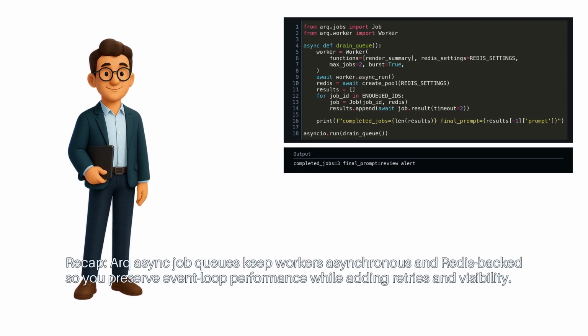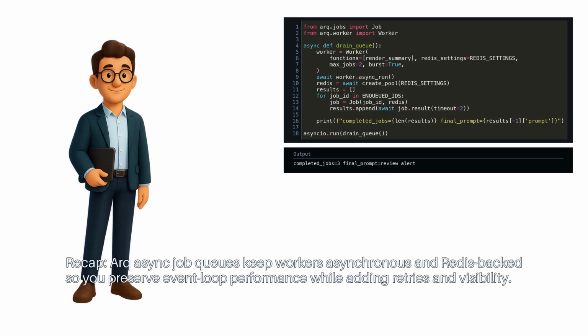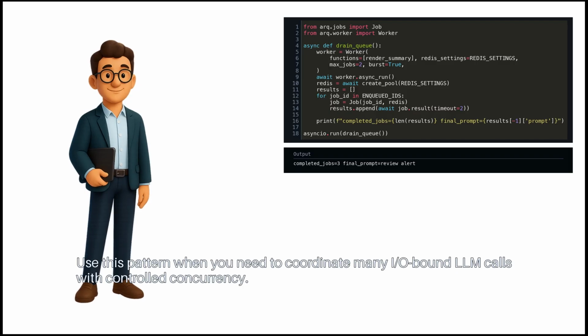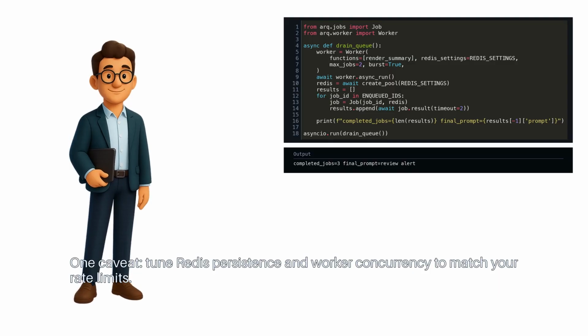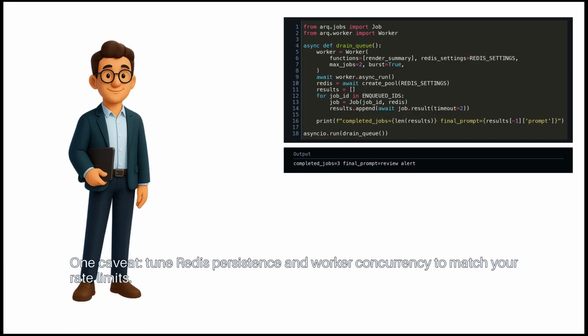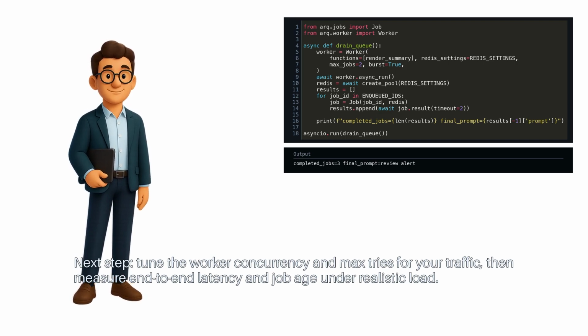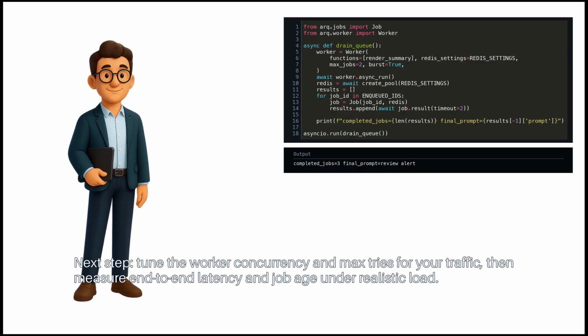Recap: Arc async job queues keep workers asynchronous and Redis-backed so you preserve event loop performance while adding retries and visibility. Use this pattern when you need to coordinate many I/O-bound LLM calls with controlled concurrency. One caveat: tune Redis persistence and worker concurrency to match your rate limits. Next step: tune the worker concurrency and max tries for your traffic. Then measure end-to-end latency and job age under realistic load.